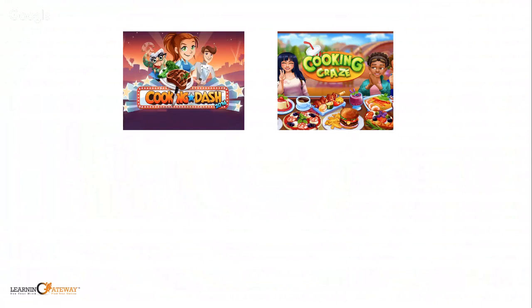But at the core, they're both doing the same thing. The only thing that's different is the narrative. At a high level, obviously they have a different name, but they've also created their own narrative. So Cooking Dash, in the current iteration, if you downloaded it recently, and I actually have both of these on my phone, I'm telling on my guilty habits.